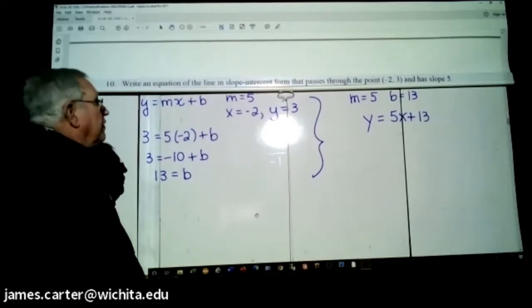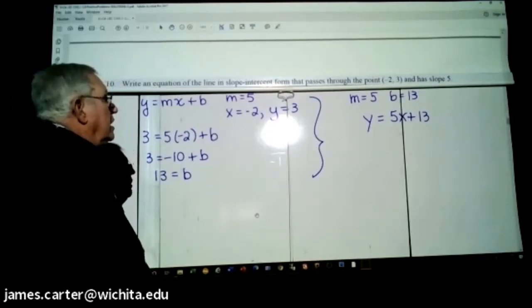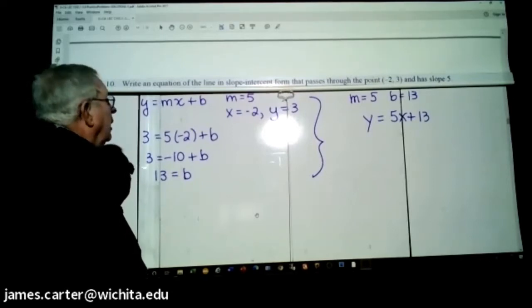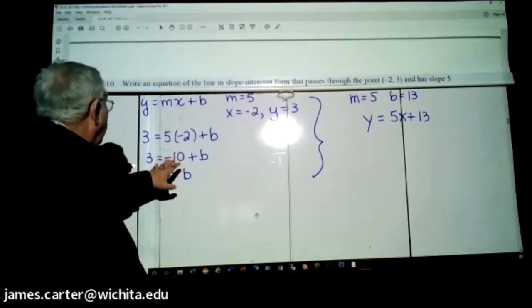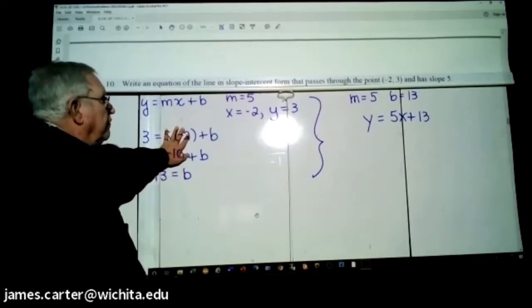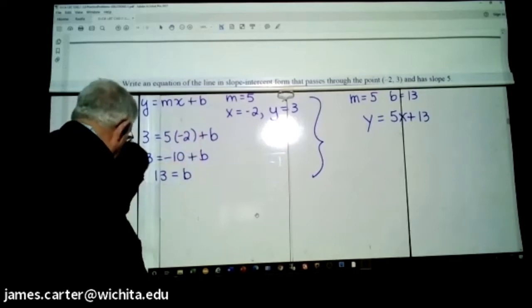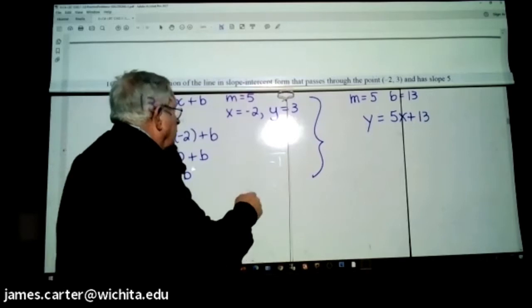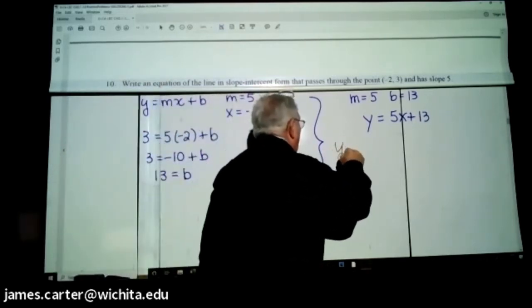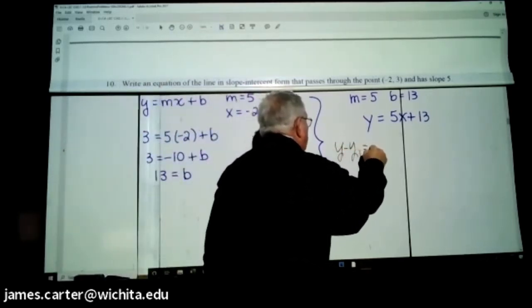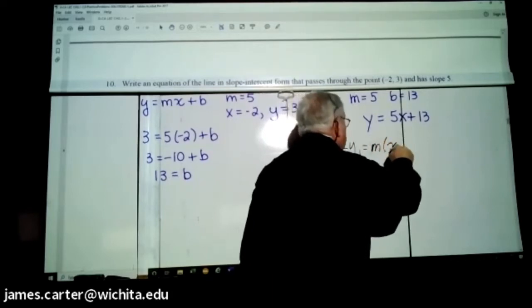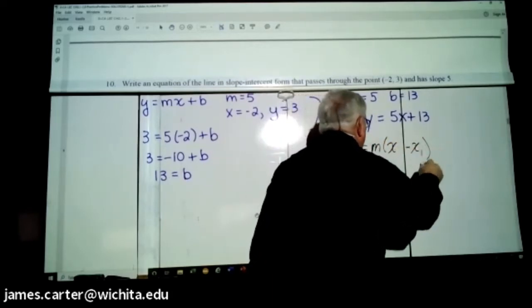Okay, if they give you the point negative 2, 3 and a slope of 5, there are multiple ways of doing this. I don't care for this way of doing it. The way that I would like for you to do this problem is to use the point-slope formula: y minus y1 equals m times x minus x sub 1.